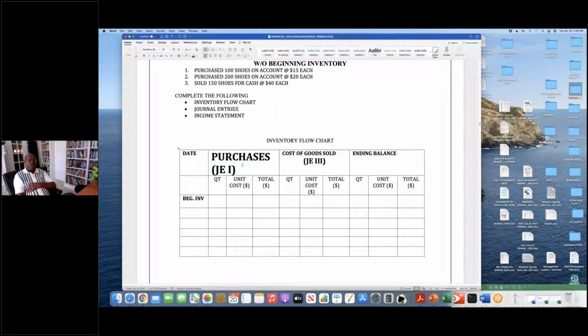Whatever shoes are purchased, they're placed here in journal entry 1, then they're moved across. When shoes are sold, they go in the middle part of the chart, and we make that calculation.